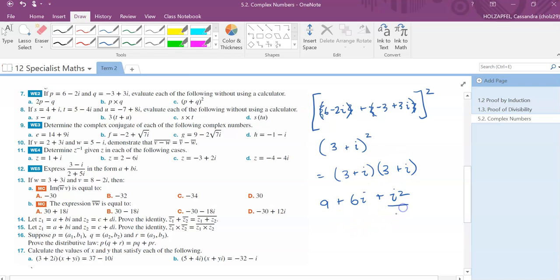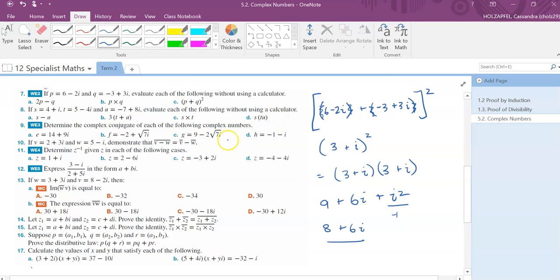Now let's simplify this. So i squared is going to become negative 1. Then let's collect the real parts and the imaginary parts. So 9 minus 1 is going to be 8 plus 6i. Okay, let's have a go now. These questions here are pretty similar, so you can go ahead and have a go without using a calculator for that if you like.